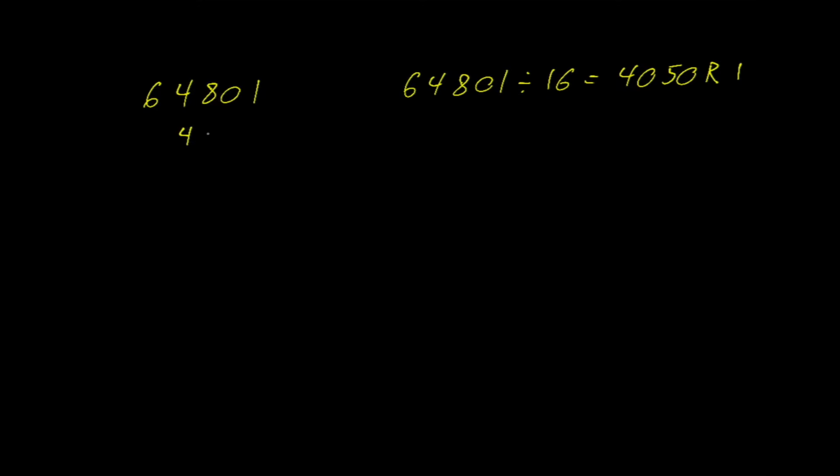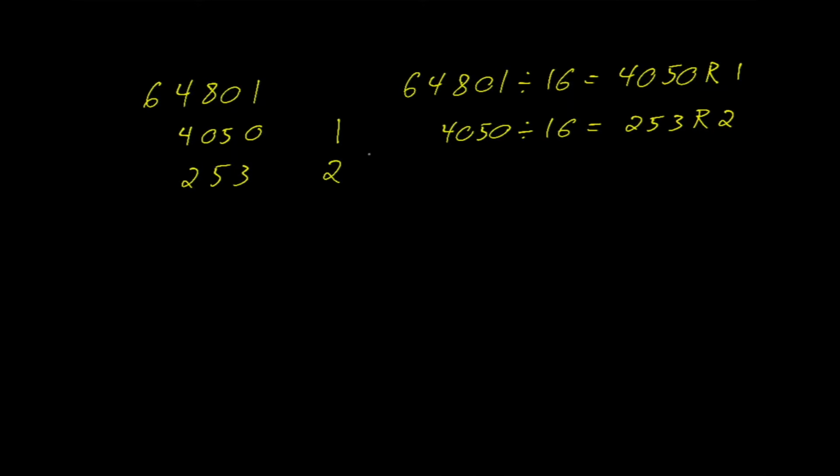Record that number here, so 4050, and then we'll keep a running column for remainders here. 4050 divided by 16 is equal to 253 with a remainder of 2. We write that number here, 253, remainder of 2. 253 divided by 16 is 15 with a remainder of 13. 15 divided by 16 is 0 with a remainder of 15.